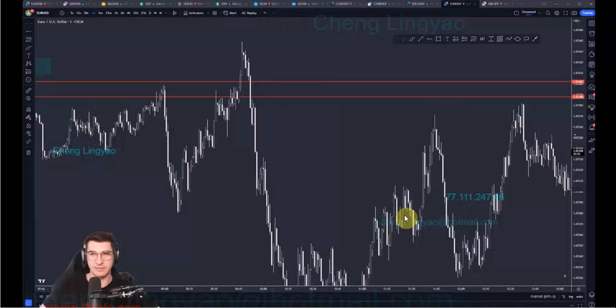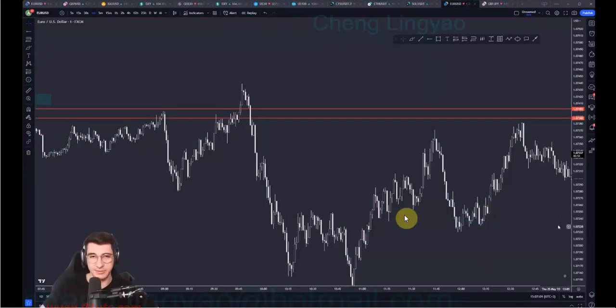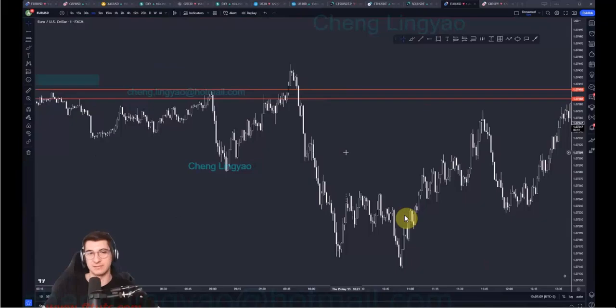As I said, imbalances are everywhere. Whenever you see a big candle in a direction or a break of structure, it's best to identify the imbalance, because there's a lot of imbalances. The valid imbalance is the one which also creates a break of structure or a change of character.